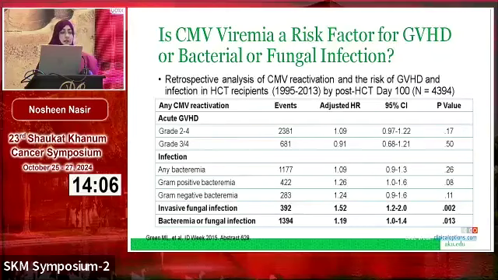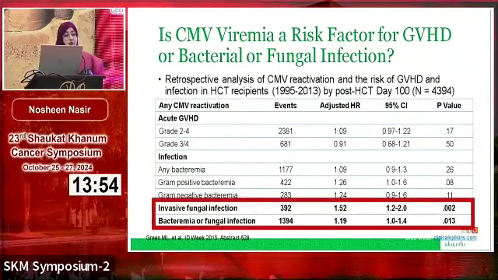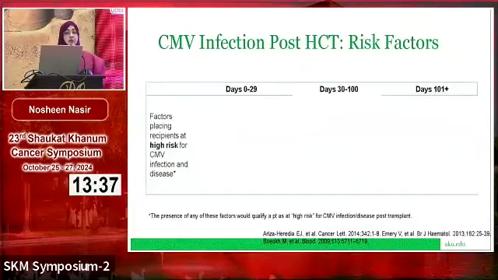Now, in a large study of more than 4,000 patients who underwent hematopoietic stem cell transplant, they found that while there was no increased risk of acute GVHD, there was an increased risk of invasive fungal infections and bacteremias in patients who had CMV viremia. And the reason for this is because CMV itself causes immunosuppression, and so it leads to these complications as well. So the impact, we know, is huge.